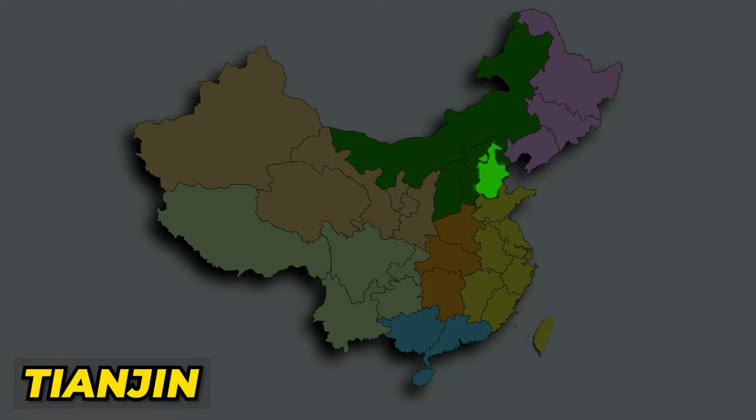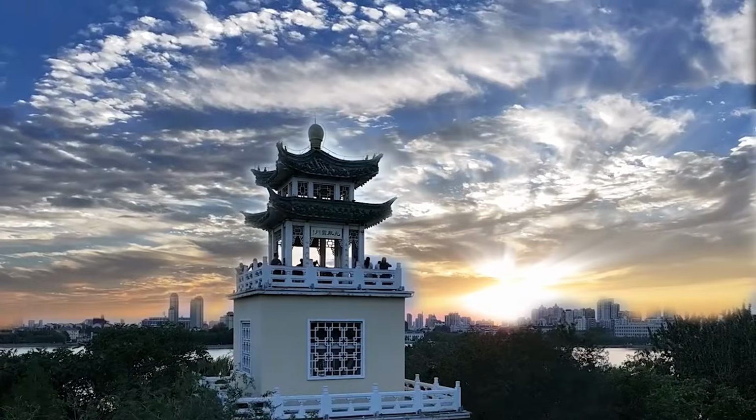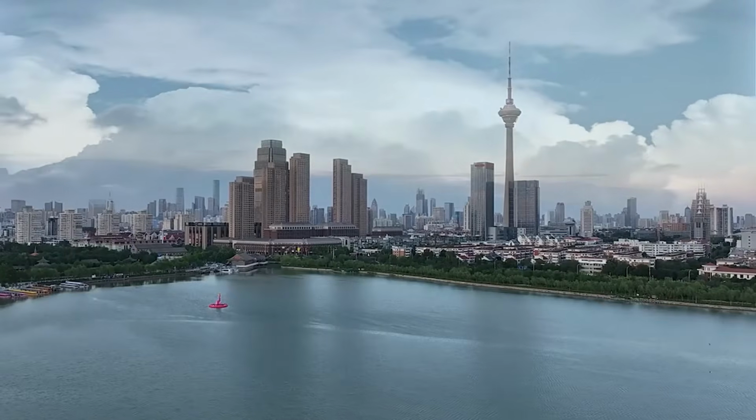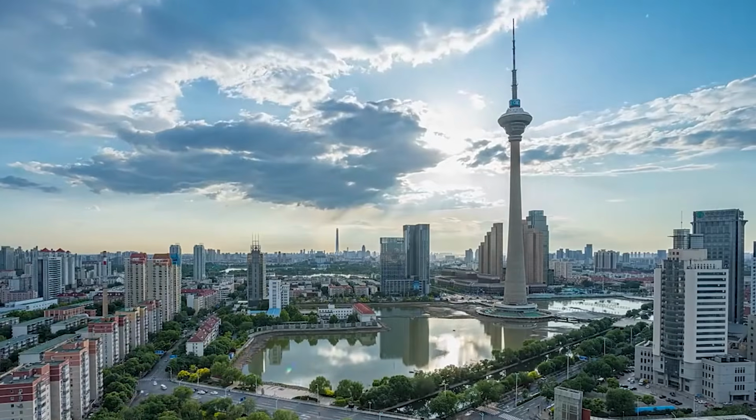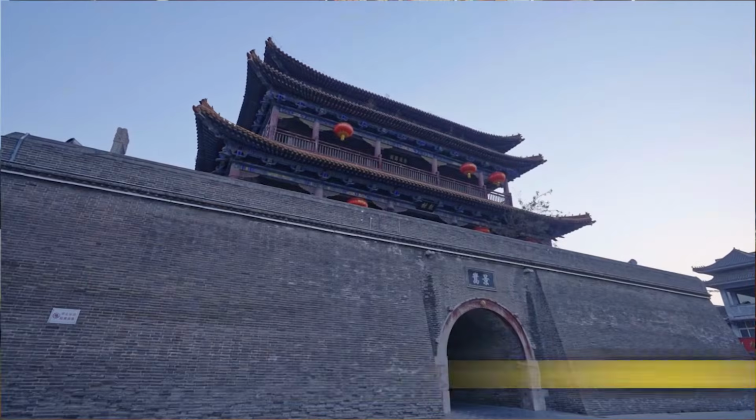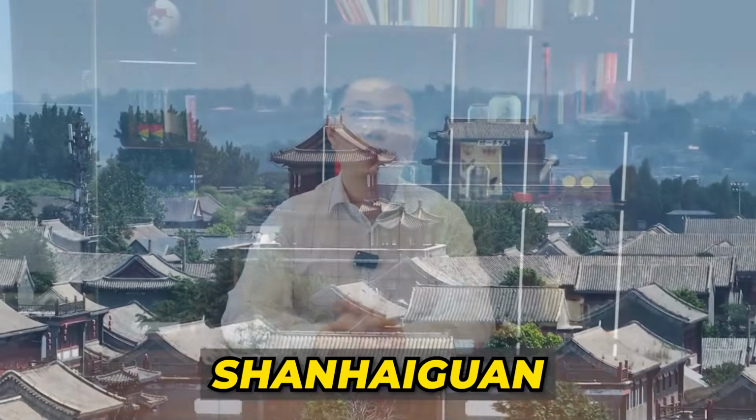Besides Beijing is Tianjin, one of China's 4 municipalities, but the smallest in terms of GDP and population. Surrounding Beijing and Tianjin is Hebei, home to 5 national famous historical and cultural cities: Handan, Baoding, Chengde, Zhengding, and Shanhaiguan, but economically it is overshadowed by Beijing and Tianjin.